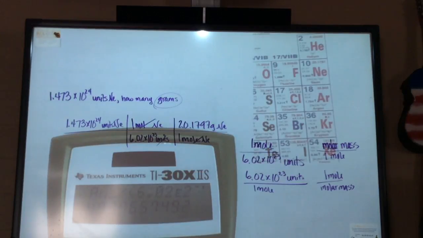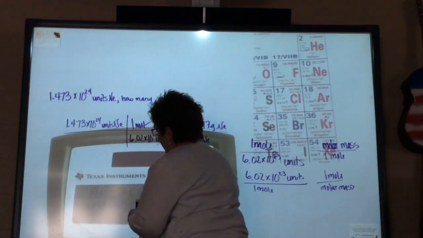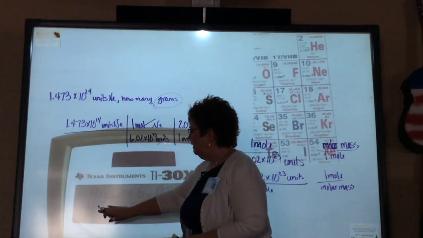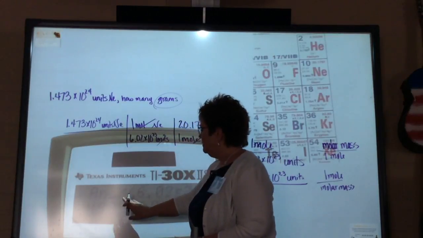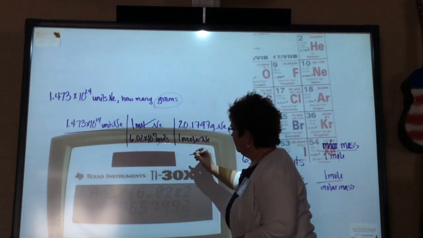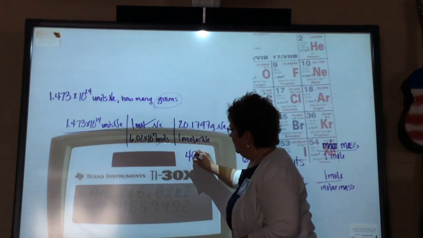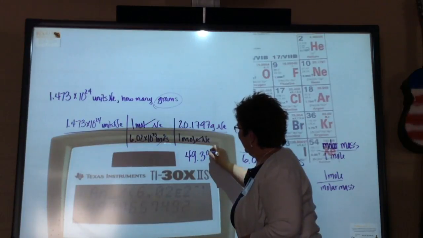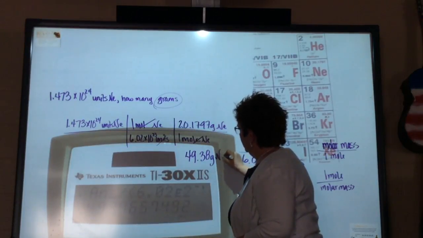Again, we cannot have that as an answer. So we look at our original problem, we see we have 1.473 with four significant digits, so our answer must have 4 significant digits. So in this particular one, and if you can't see when you're doing your calculator work, you need to count: you have the 4, the 9, the 3, and the 7. After the 7, there is a 6. That would round the 7 up to an 8. So I would get approximately 49.38 grams of neon.